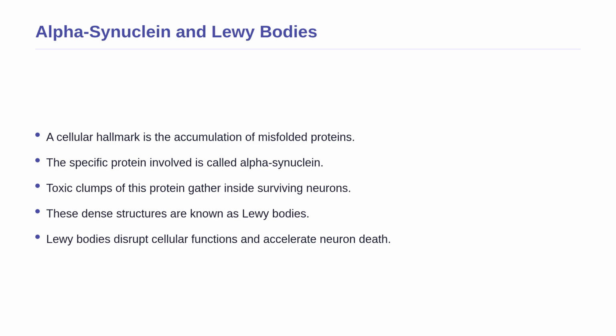As Lewy bodies gather and grow, they severely disrupt normal cellular functions, effectively choking the neuron from the inside out. This toxic buildup is a primary driver that accelerates the death of these crucial dopamine-producing cells.